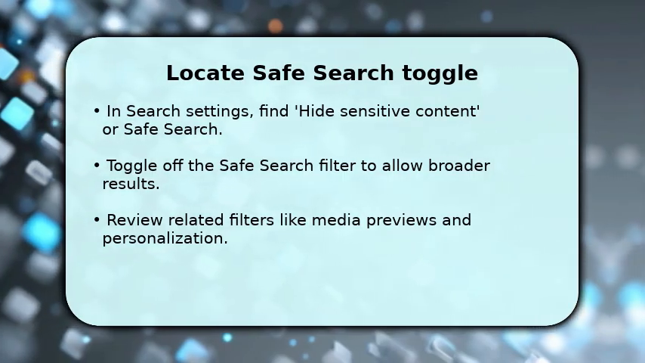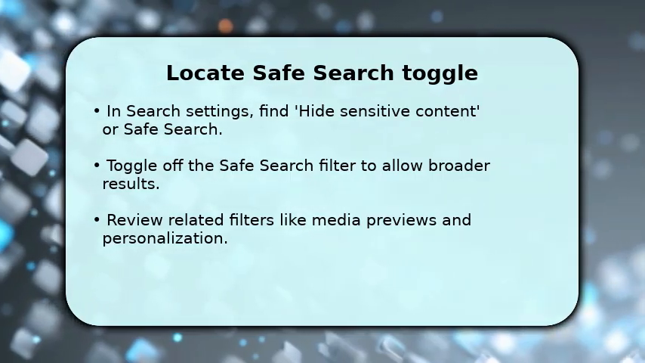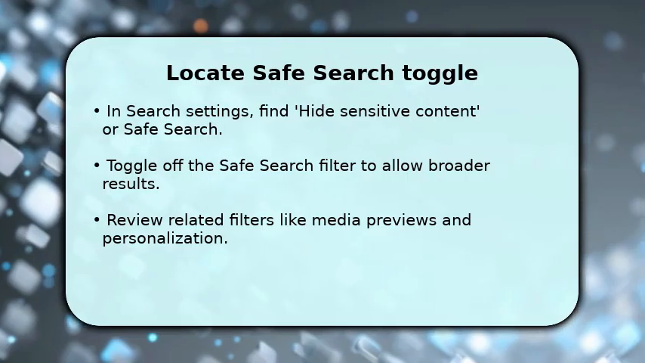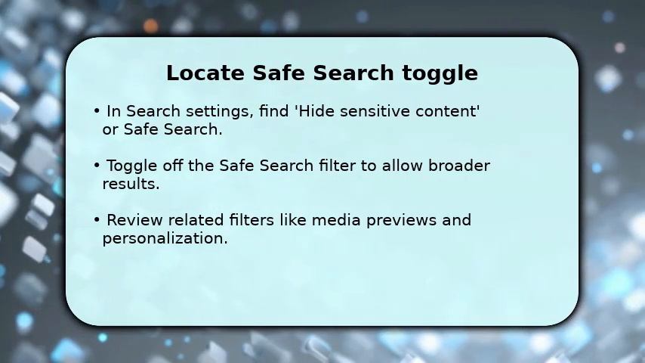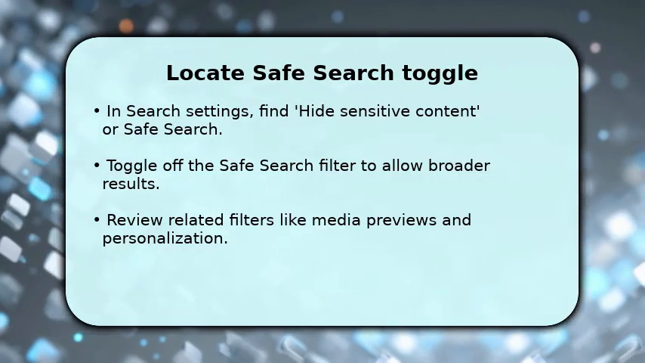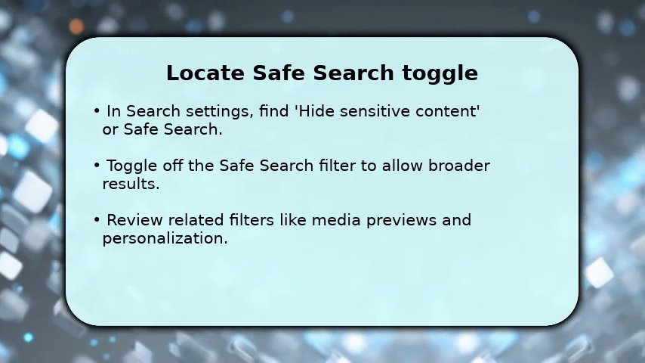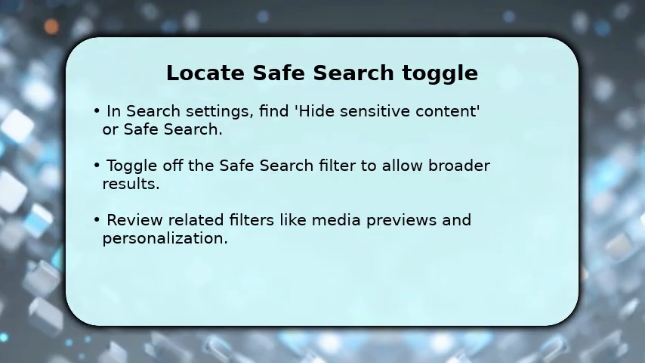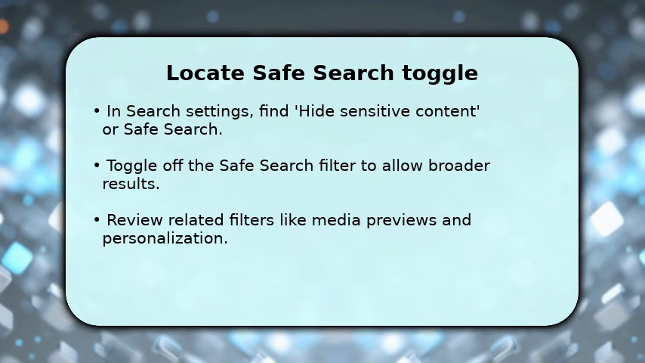Toggle it off. This disables the automated filtering that removes sensitive tweets and images. Make sure to also review related settings such as media previews and personalization because they affect what content is shown together with search results. Once toggled, the platform will include broader matches. You're doing this so searches reflect fewer algorithmic exclusions and more complete results.